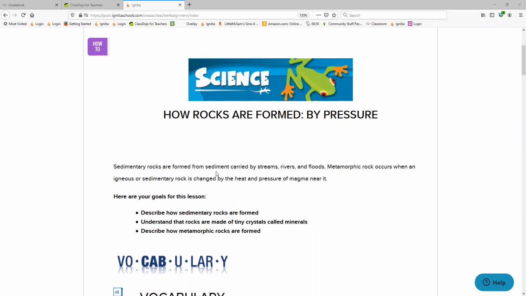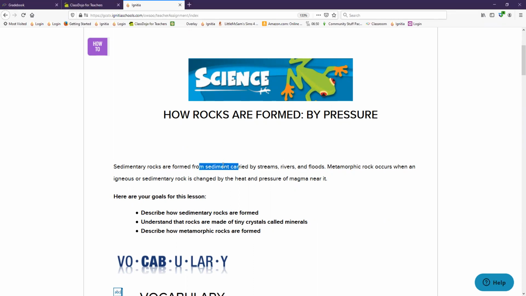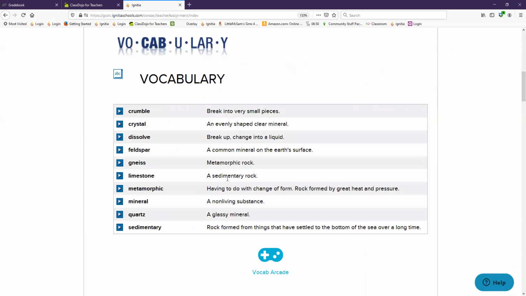Sedimentary rocks are formed from sediment. Now we learned that sediment was like dirt and rocks. Sedimentary rocks are formed from sediment carried by streams, rivers, and floods. Metamorphic rock occurs when an igneous or sedimentary rock is changed by the heat and pressure of magma near it. We're going to talk about the word metamorphic in just a moment. Remember that it has to do with change. Okay, let's skip down to our vocabulary words.